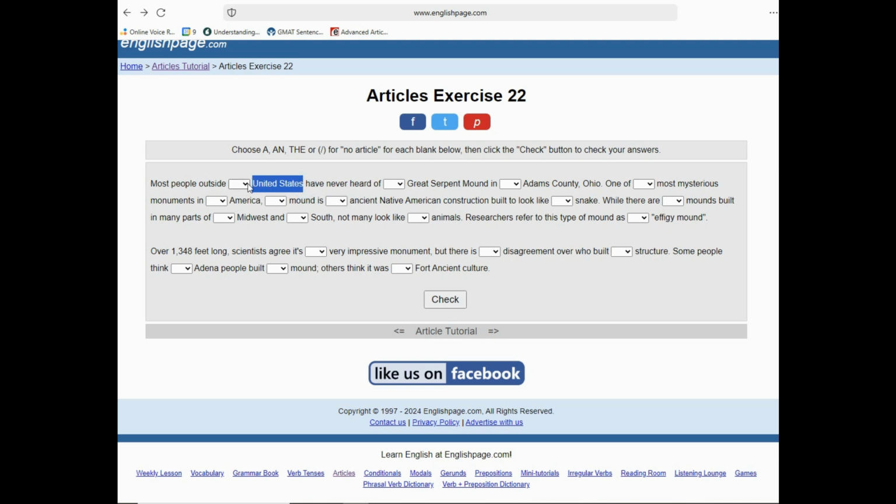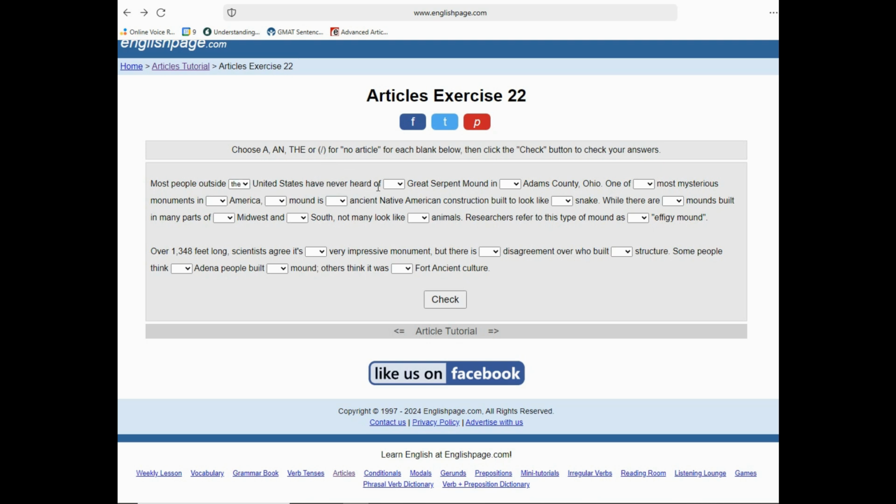Most people outside United States. Now, I hope you all remember when it's a collection of states or a collection of countries, the United States, the United Kingdom, the European Union, the Soviet Union, then you need a the. And the same goes for collections of islands, collections of mountains, and collections of lakes. The Great Lakes, the Himalayas, the Andes, and the Canary Islands, the Shetland Islands, the Orkney Islands. Okay, but when it's one island or one country or one lake, it's usually no article.